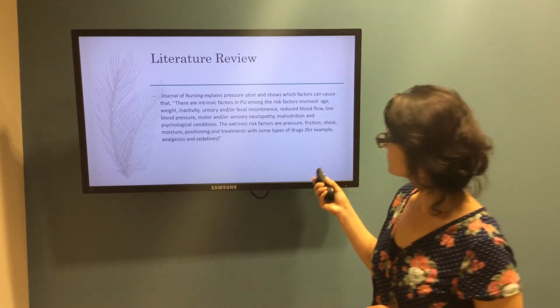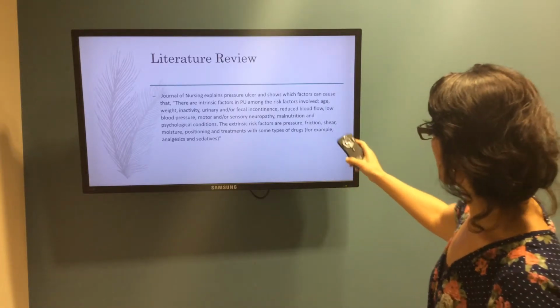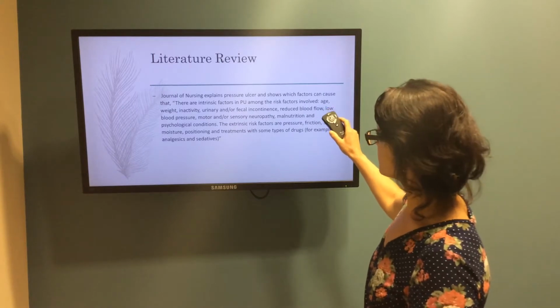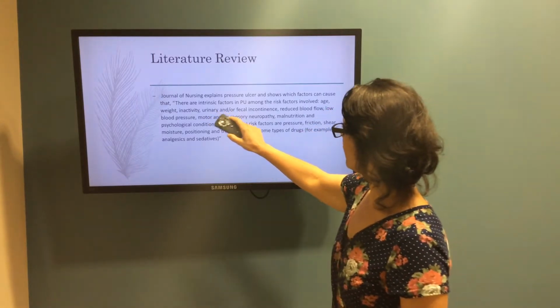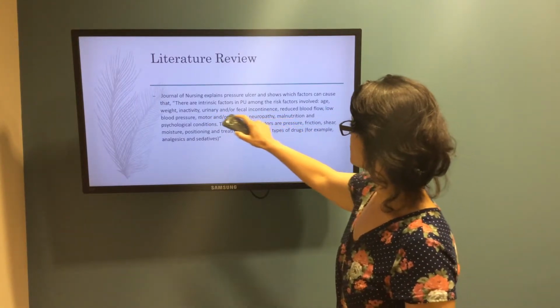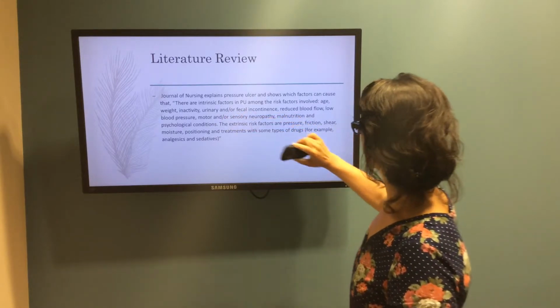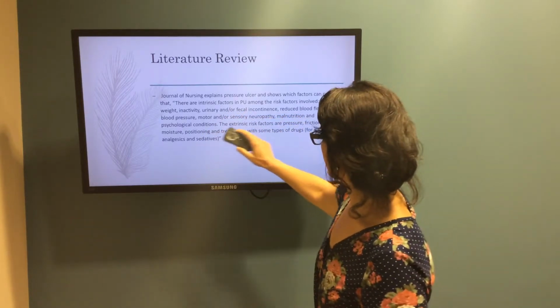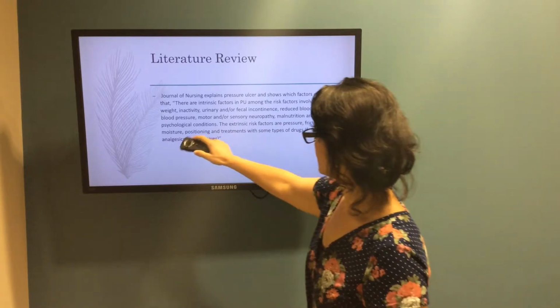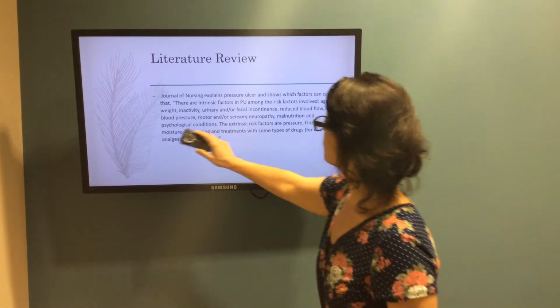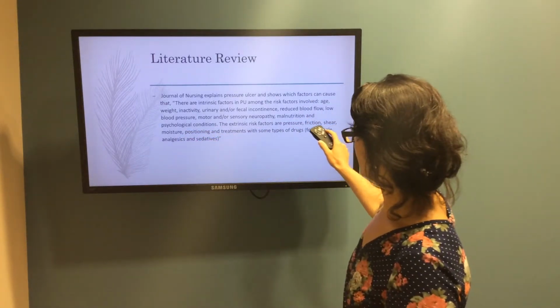So here we see that for pressure ulcers, age is definitely important. Urinary and fecal incontinence, which is that MASD, right? At the same time, the extrinsic factors include moisture and shear. When there's moisture, shear can happen.